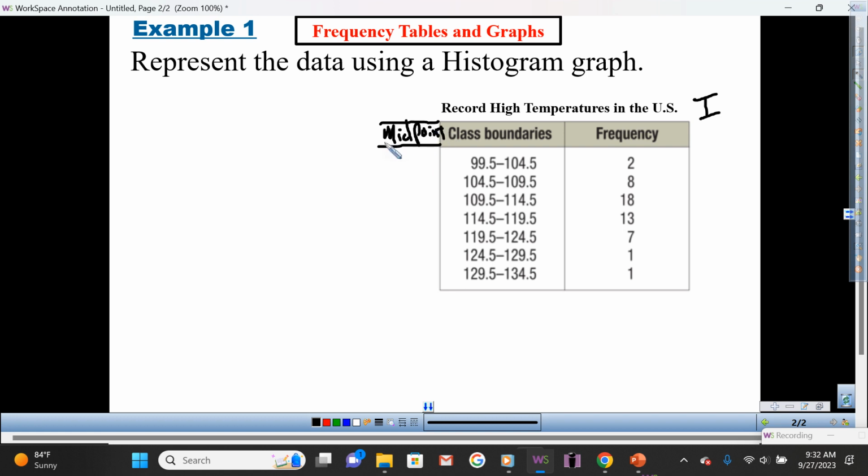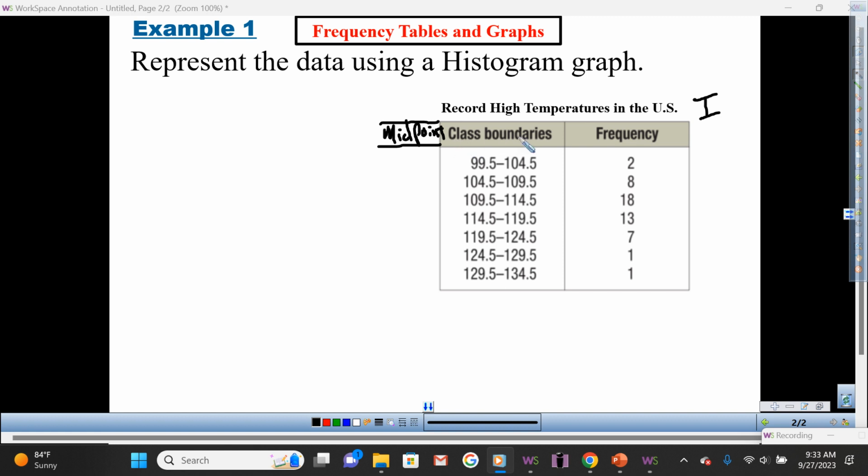We add a column titled what? Midpoint. All right, so students, frequency tables, there they are. This is a quick, like I said, we already did a soft introduction. Now we're going to get more into it.